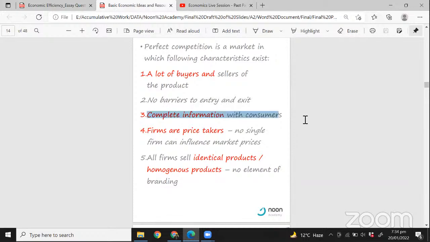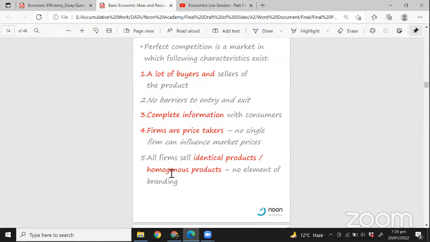Then there is complete information with consumers. Consumers exactly know how many firms are selling a certain product, how much price they are charging for their products, and so on, right? Firms are price takers, which means that no single firm can influence market prices, right? So firms are price takers. Whatever price is prevailing in the market, each firm will sell at that price, right? You can't charge a price higher than that.